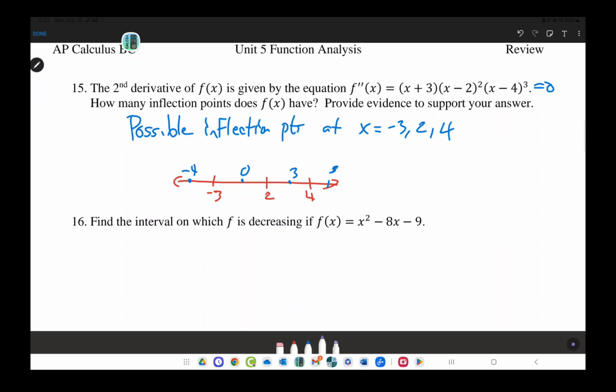Now, no matter what I plug into the function, I will get a positive here because it's being squared. So if I plug in -4, that's going to give me a negative, a negative, a negative, positive, negative gives me a positive. So that means it's concave up here. If I plug in 0, that's going to give me a positive, positive, and a negative, which is negative. So actually, there is an inflection point. So x equals -3 is an inflection point.